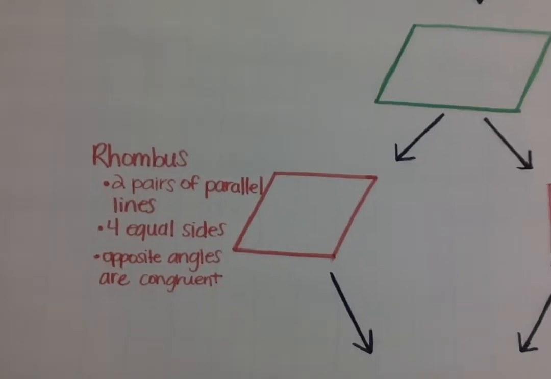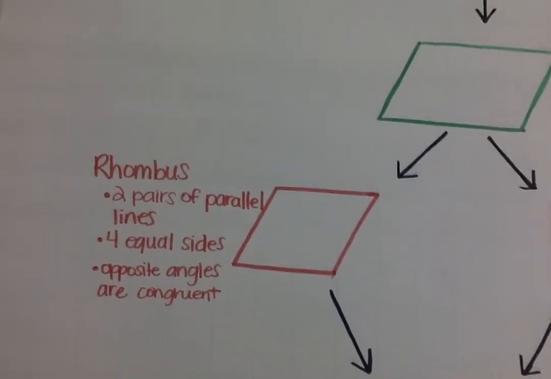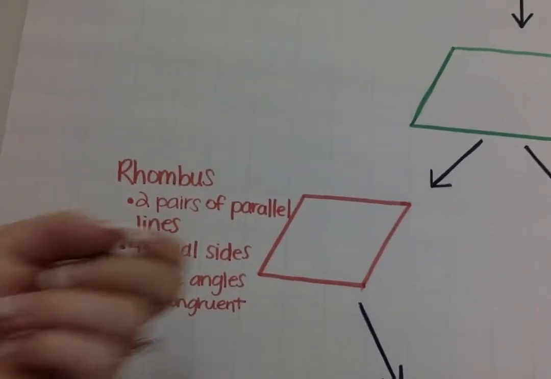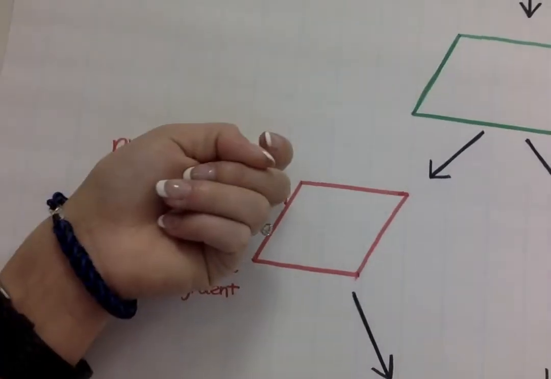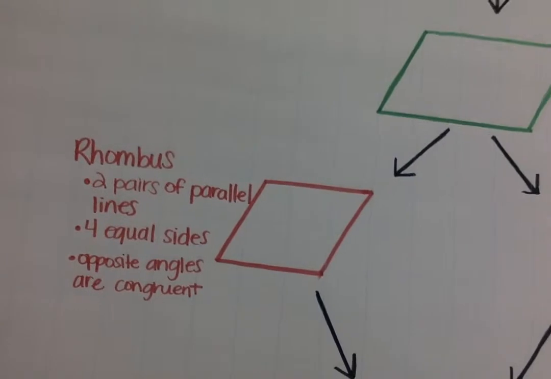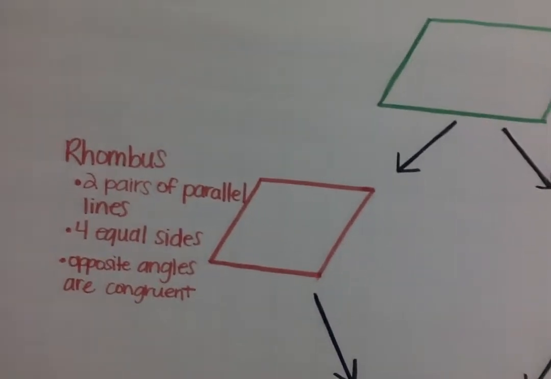And last but not least, just like in a parallelogram, opposite angles are congruent. So this angle and this angle are congruent, this angle and this angle are congruent. So those angles are equal.